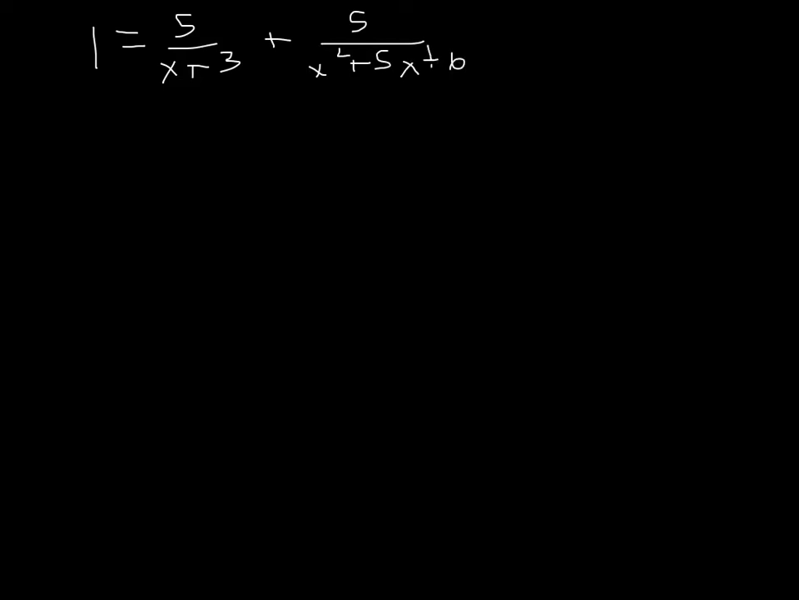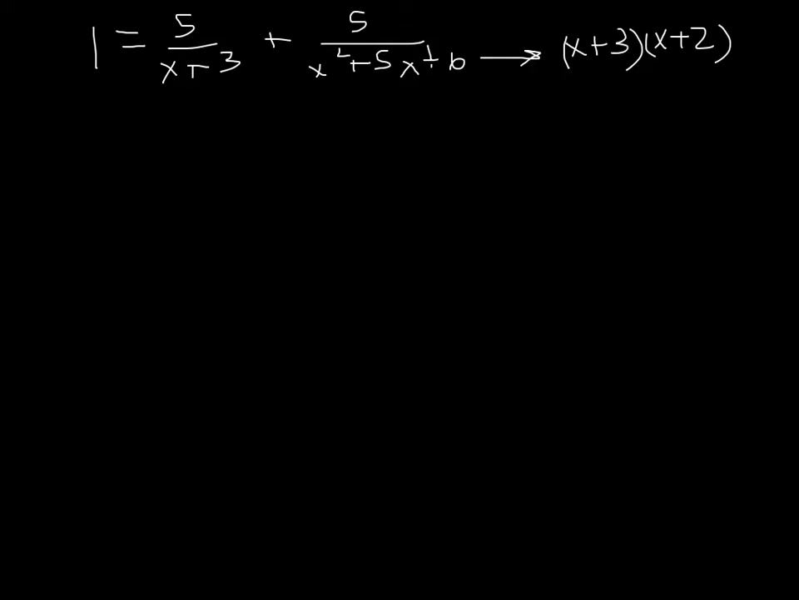So what we need to do to solve this is get a common denominator, but to do that we're going to have to factor this guy. So let's take a look. What does that factor into? Well, what multiplies to 6 and adds to 5? Let's see. How about 2 and 3? So x plus 2, x plus 3 is our least common denominator.